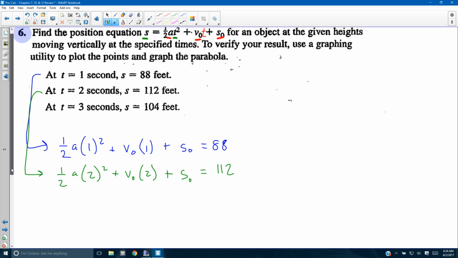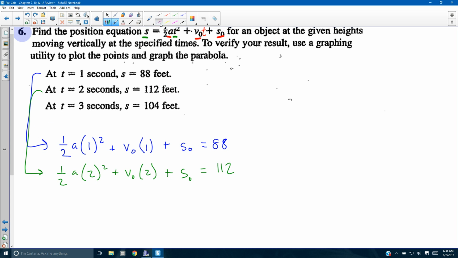Okay, finally, substitute 3 and 104, same thing. Let's use purple. 1/2 times a times 3 squared plus v naught times 3 plus s naught equals 104. And as you can see, it looks like at t equals 3, it went lower. It went up and down, a parabola.